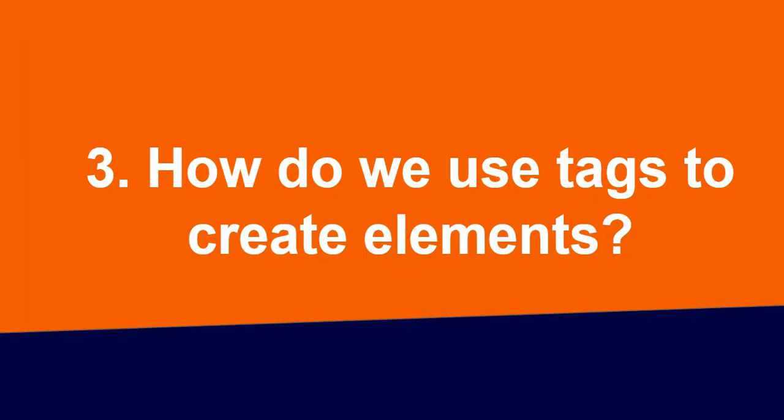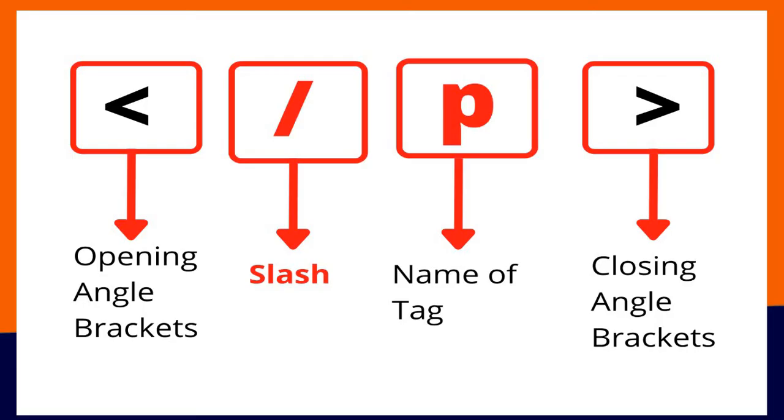How do we use tags to create elements? Now, an element basically represents the root of an HTML document, so it is also referred to as the root element. For closing tags, we start with an opening angled bracket, followed by a slash, the name of the tag, and the closing angled bracket.